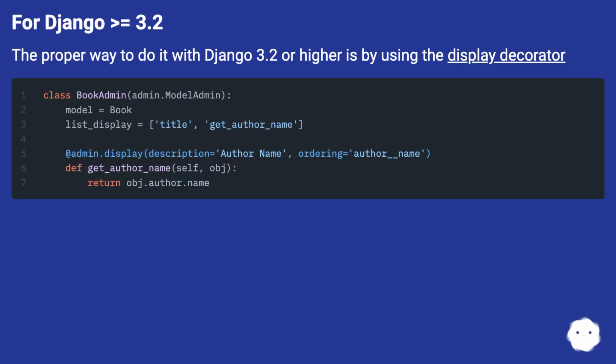For Django greater than or equal to 3.2. The proper way to do it with Django 3.2 or higher is by using the display decorator.